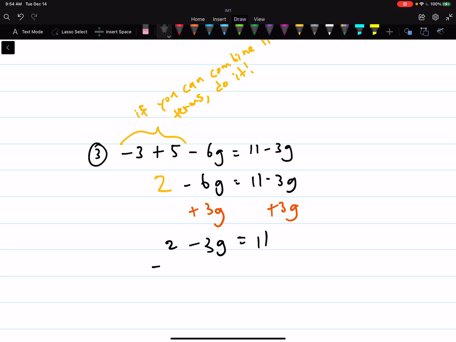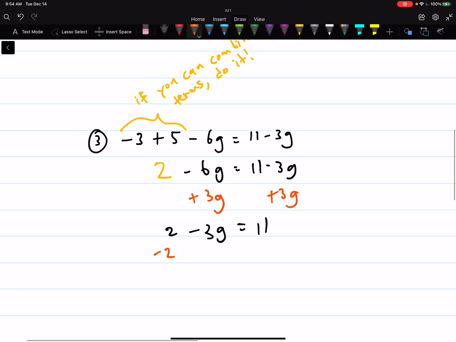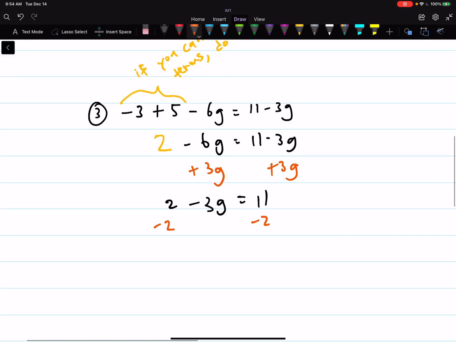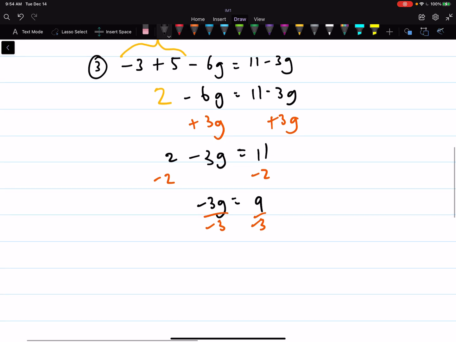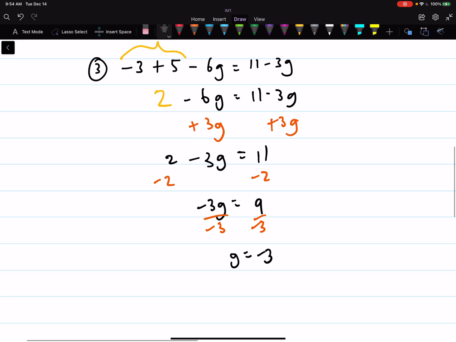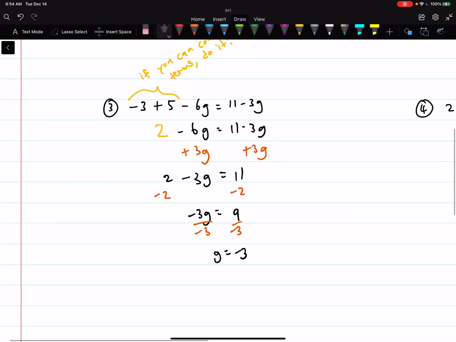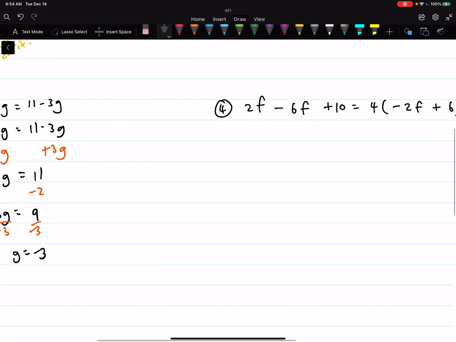And then I'm going to subtract 2 on both sides. And then I got -3g is equal to 9. Divide both sides by -3. And then I got g is equal to 9 divided by -3 is -3. Voila. So that's that problem.